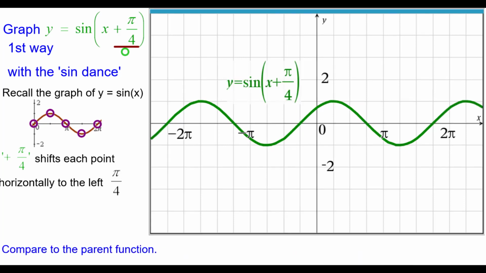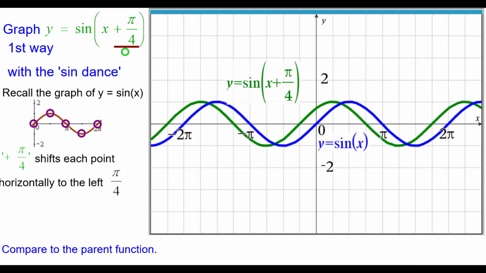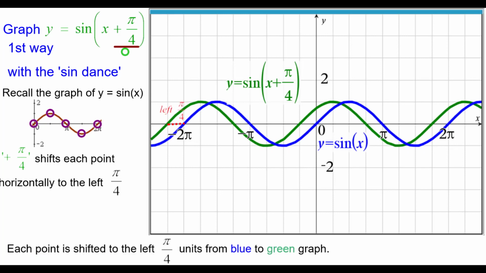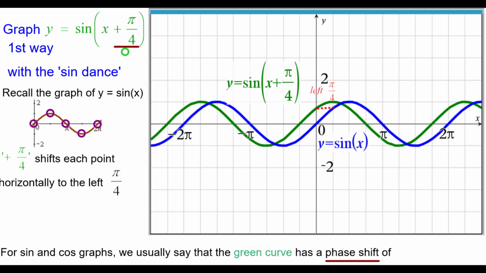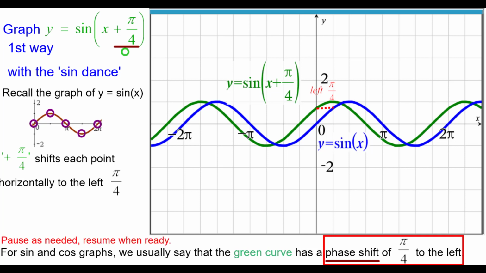And comparing this to the parent function, y equals the sine of x, each point is shifted to the left pi over 4 from the blue graph to the green graph. Every single point. We say that the green curve has a phase shift of pi over 4 to the left. That's the phrase we're going to be using. Phase shift of pi over 4 to the left. Pause as needed.